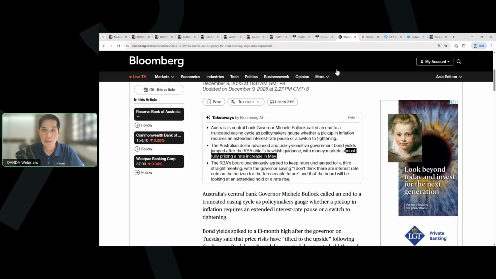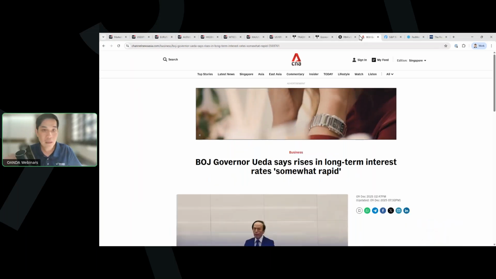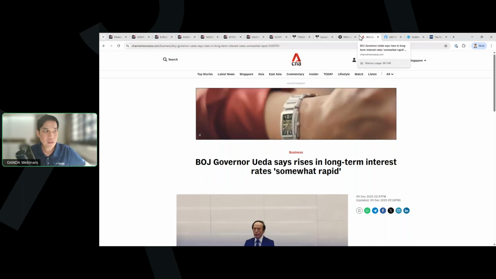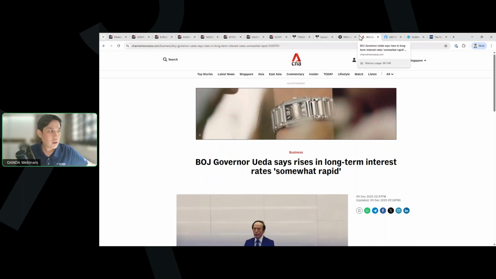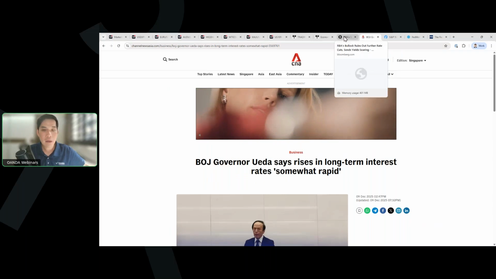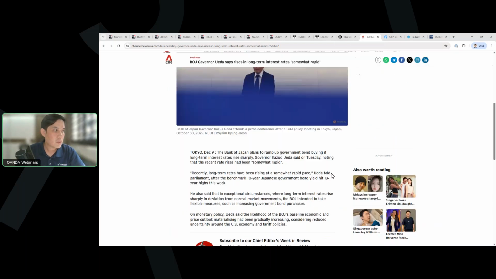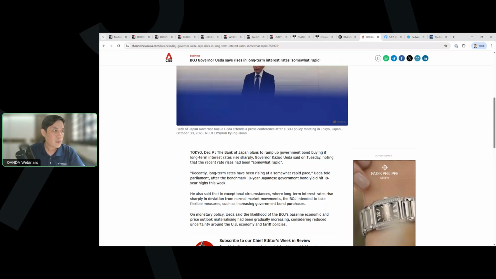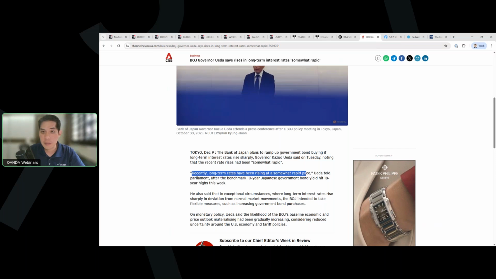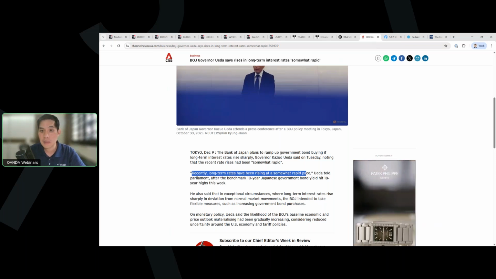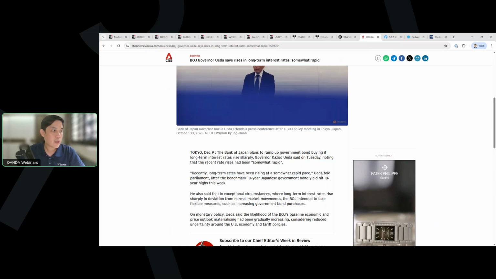Up next will be the yen, which weakened significantly on an intraday basis yesterday. Why? Because yesterday the BOJ governor gave a rather mixed comment. But he did mention that recently long-term rates have been rising at a somewhat rapid pace. Actually he's referring to the spike up in the 30-year JGB yield to a record high, as well as the benchmark 10-year JGB yield that hit an 18-year high at the start of this week.